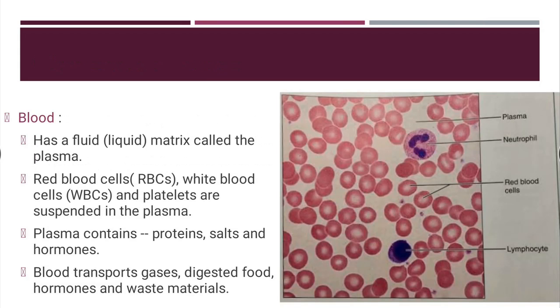First is the blood. It has a fluid or liquid matrix which is called the plasma, a straw colored or pale fluid. This plasma contains protein, salt and hormones. Red blood cells, WBCs and the platelets are all suspended in the plasma. Blood transports gases, digested food, hormones and waste materials to different parts of the body.